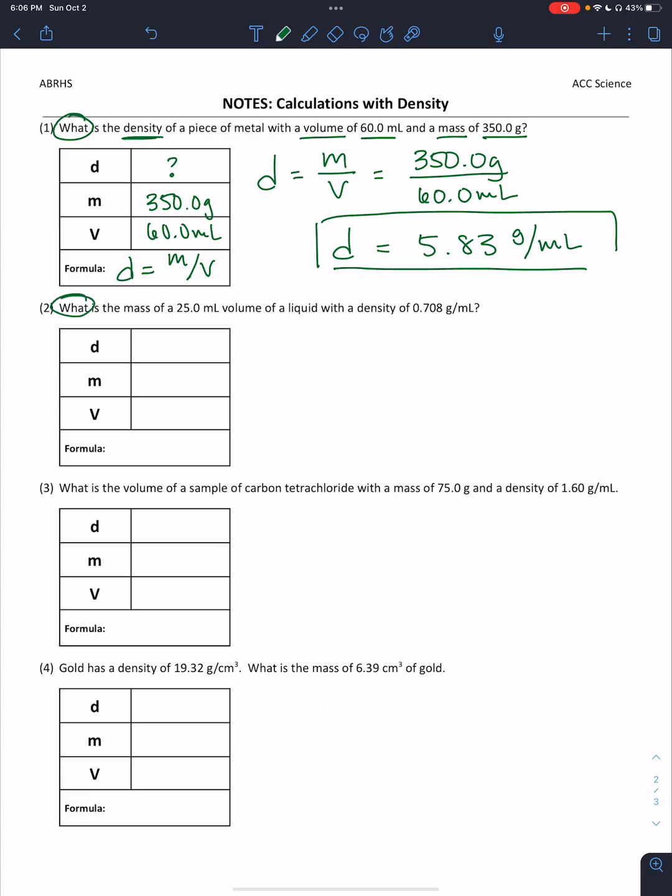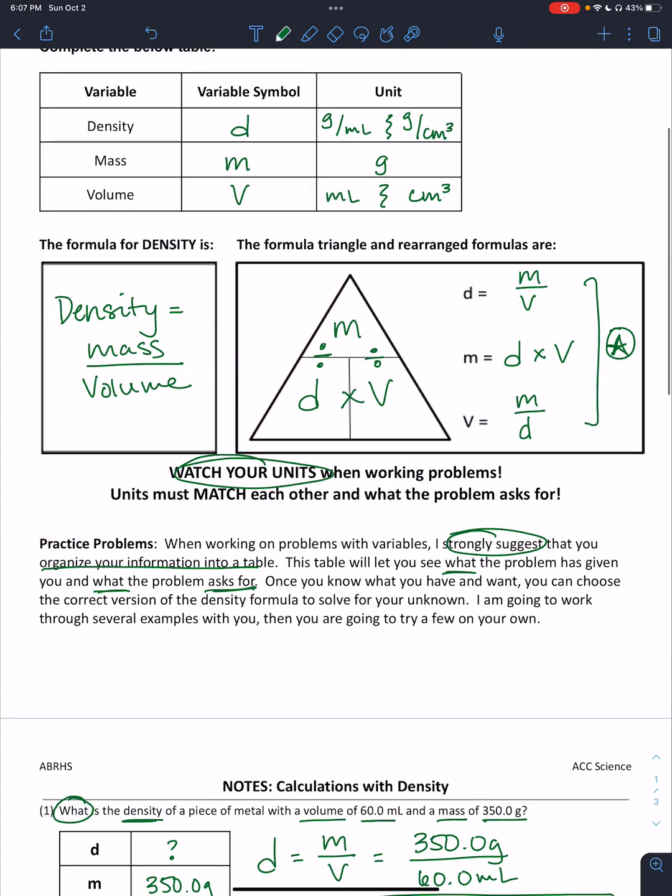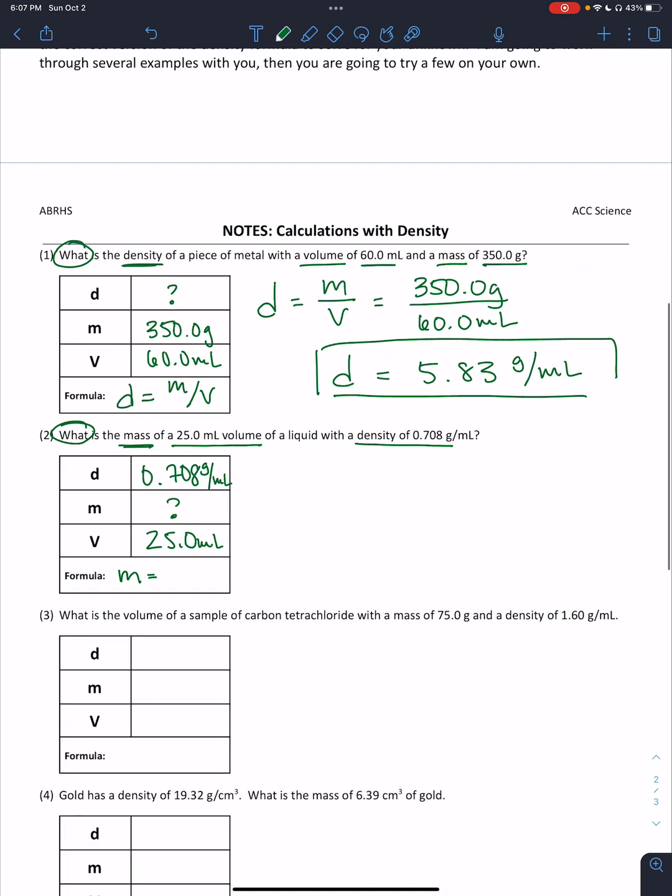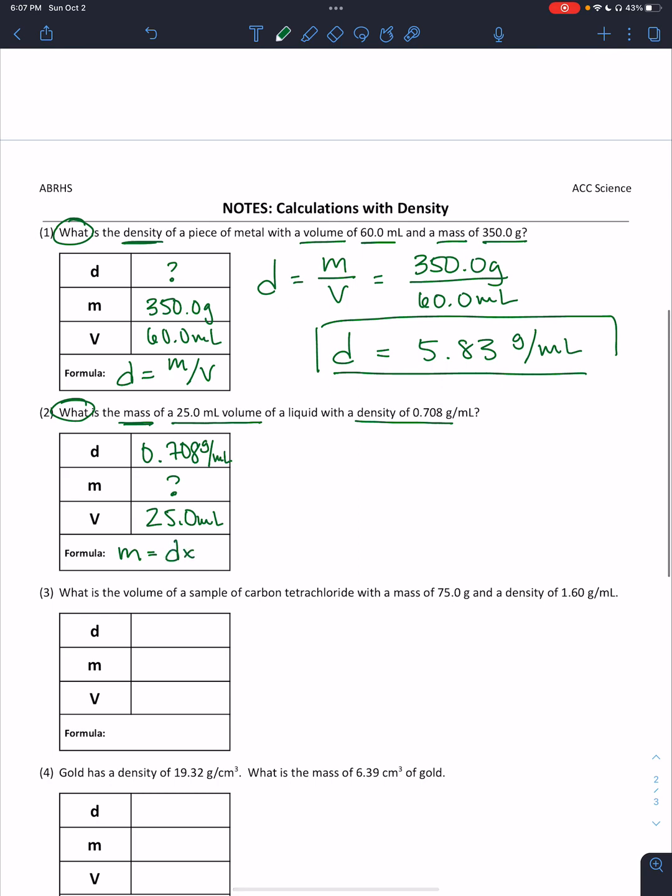This one says what is the mass of a 25 milliliter volume of a liquid with a density of 0.708 grams per milliliter. So our unknown is the mass. Our volume is given as 25 milliliters, and our density is 0.708 grams per milliliter. This time we're looking for mass, and if we look back above, we'll see that mass is equal to density times volume. So mass equals density times volume.